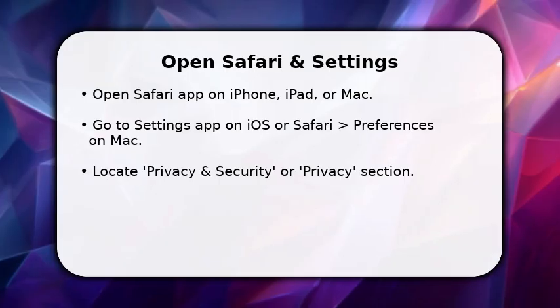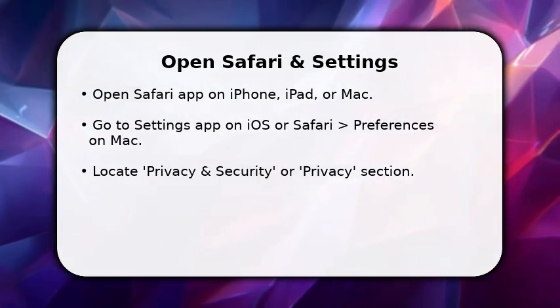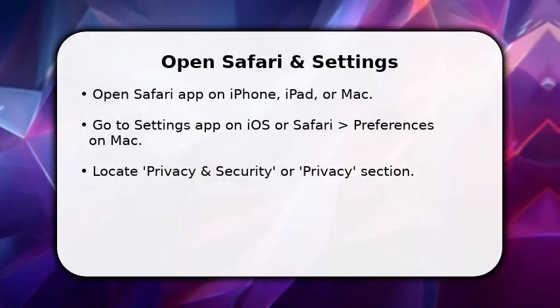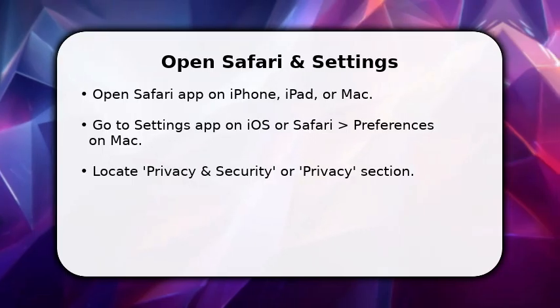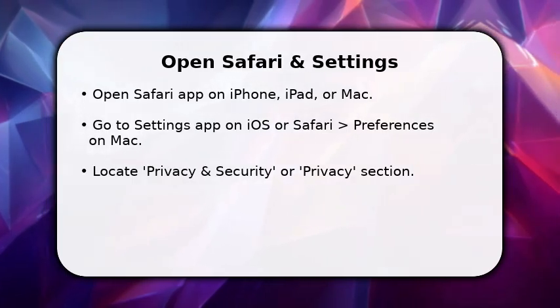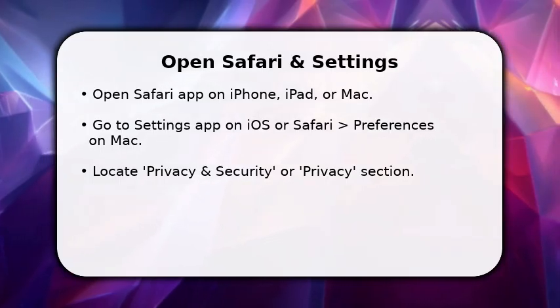You'll start inside Safari and Settings to avoid unnecessary steps. Open Safari, then open Settings on iPhone/iPad or Safari Preferences on Mac. Once there, go straight to Privacy or Privacy and Security. This is where history and tracking controls live.